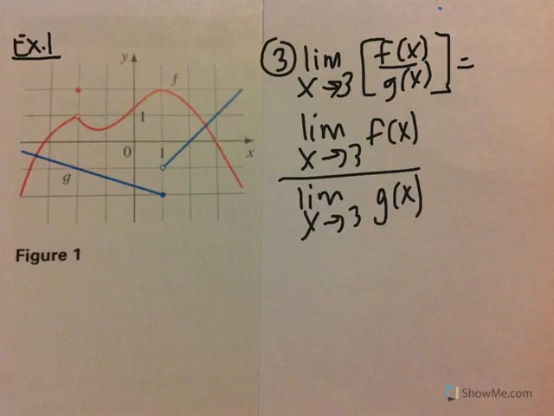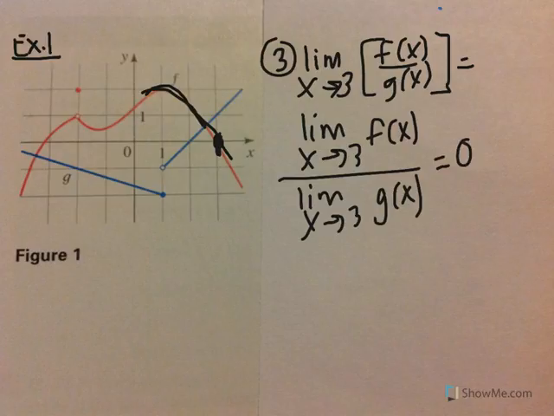So using the graph, here's 3. Now remember, f of x is the one in red, so as I approach 3 from the left, it looks like it's about a half. And when I approach 3, it looks like it's 0 from either direction. So I end up getting 0.